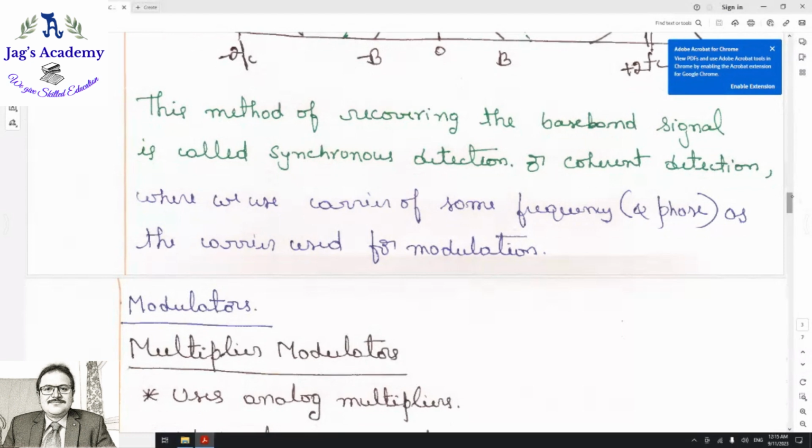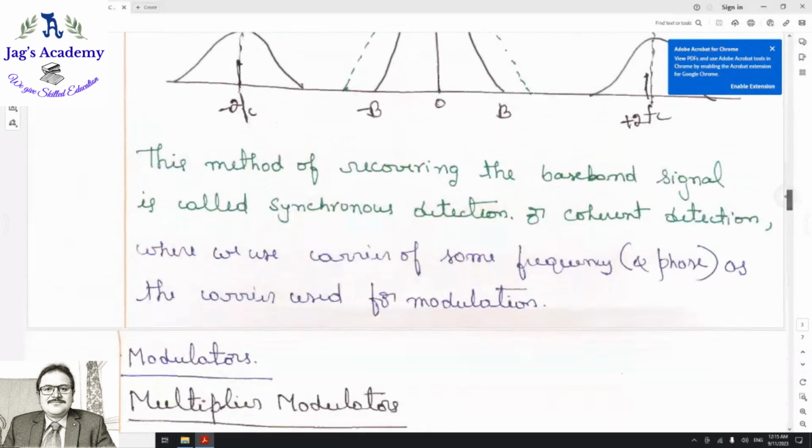Just read this. This type of receiver is called a coherent detector. What is the meaning of coherent detector or synchronous detector? Demodulation is also called detection. There is a separate name which is the same as demodulation. We call it the detector. Detector is also same, demodulator is also same. It is not different. Fine? It is not different. If I say detection, same thing. If I say demodulation, it is going to be the same thing. Have you understood this? Okay.